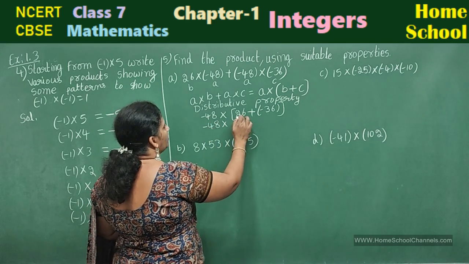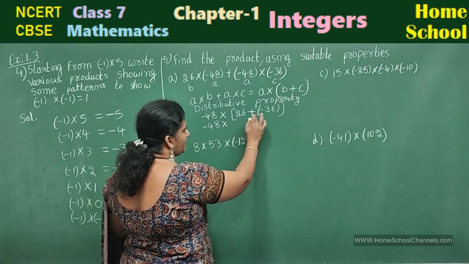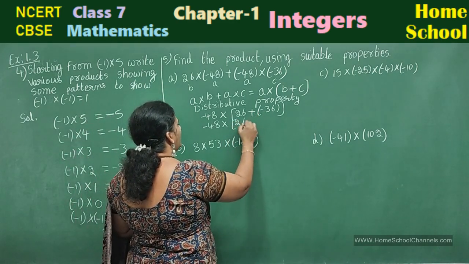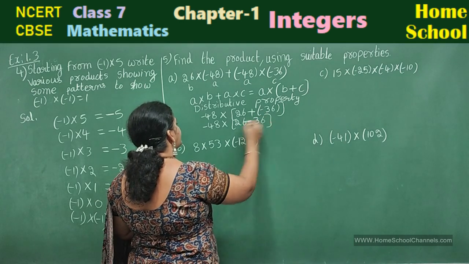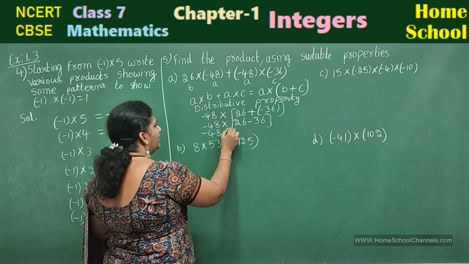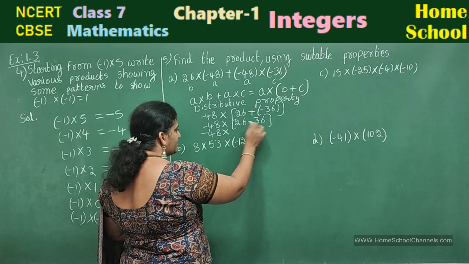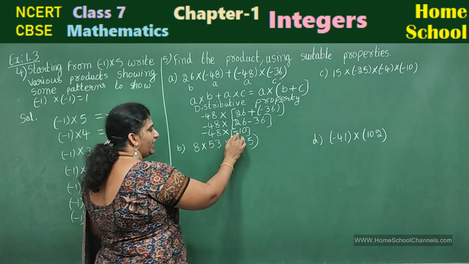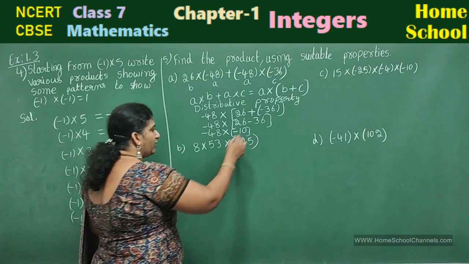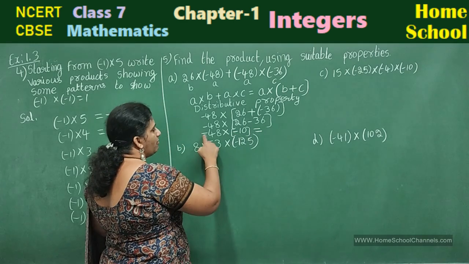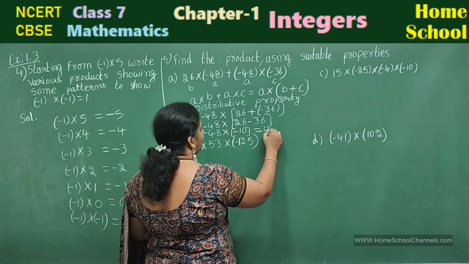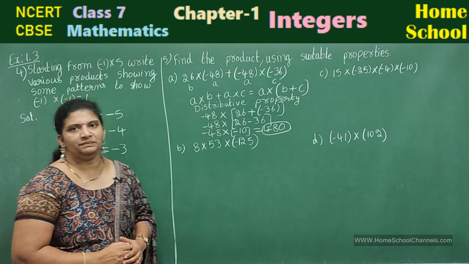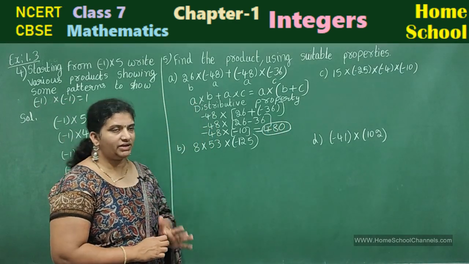-48 into 26 minus 36. Plus and minus it will be minus, right? 26 minus 36 will be -10. Okay, -48 into -10. Directly you can say it is equal to minus into minus plus, 48 tens are 480. 480 is your answer. Okay, once again let me repeat this.